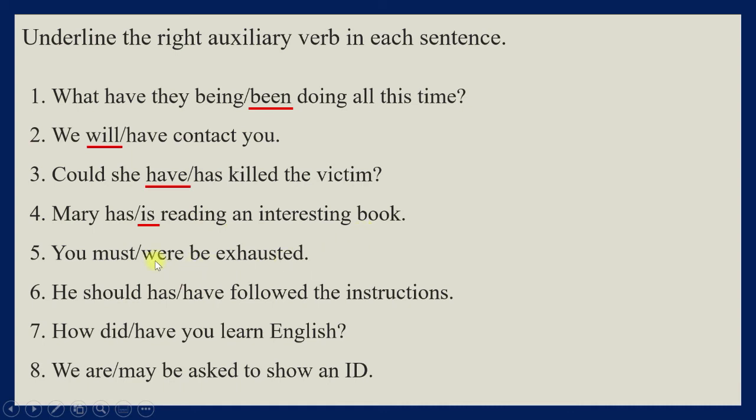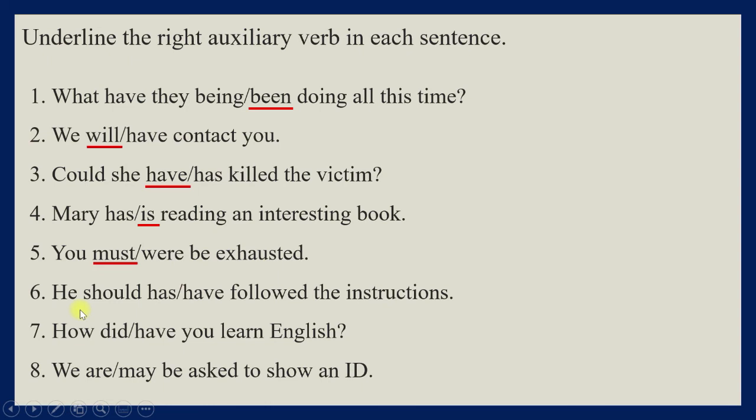Number 5. You must or you were be exhausted. Our main verb, because exhausted in here is our adjective. Our main verb is be, because this is a state verb, not an action one. And were cannot be our auxiliary verb, because it is never followed by a base form. Must is a modal verb. It could be followed by a base form.